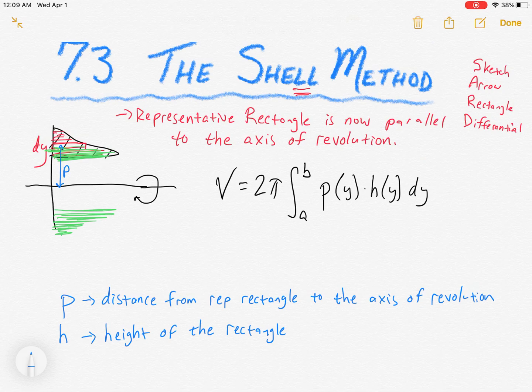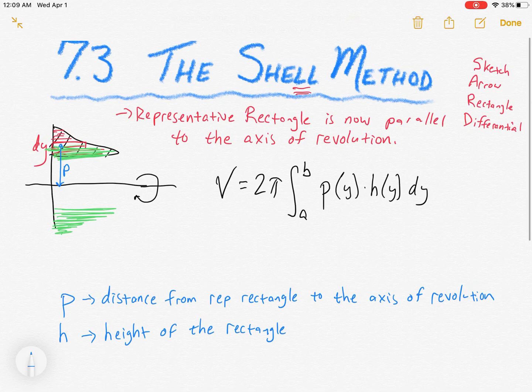Now, height means the distance in a long way. So on this problem, you can see the height is variable. As you go up to the top tip, it's getting smaller. Down the bottom, it's bigger. So the height will be trickier. P is changing as well.